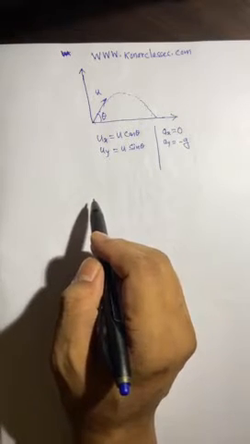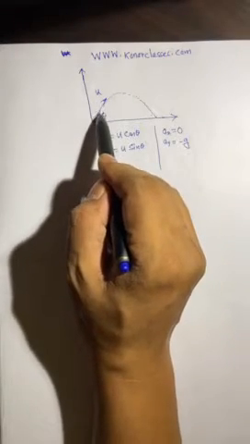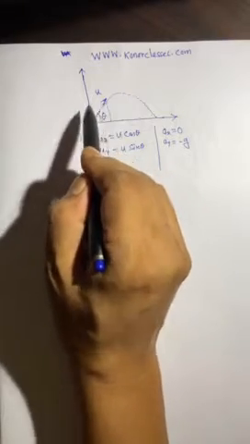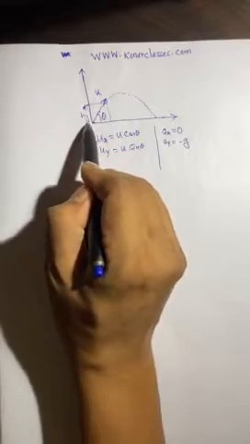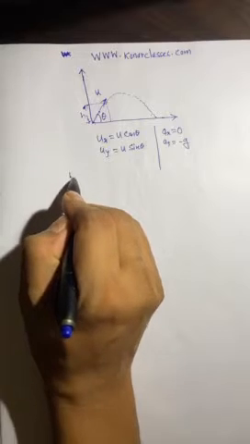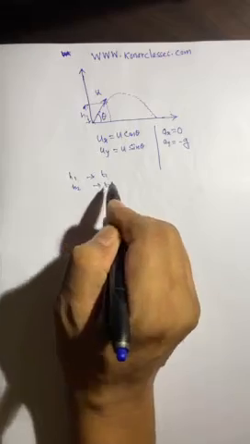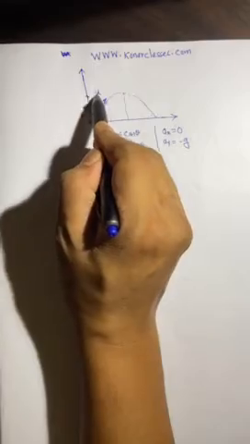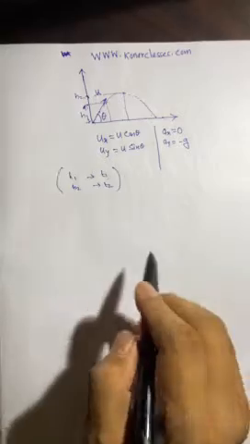Now we need to find out in this problem the total time of flight, because the problem is telling us that at a certain height, let's say h1, it takes the time t1. Again at h2 it takes the time t2. This is given in the problem.